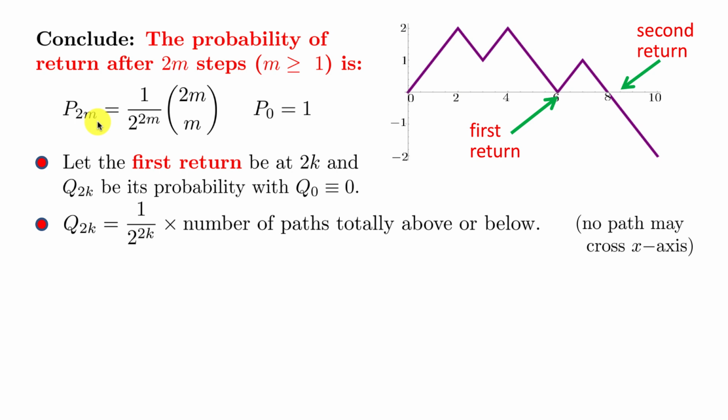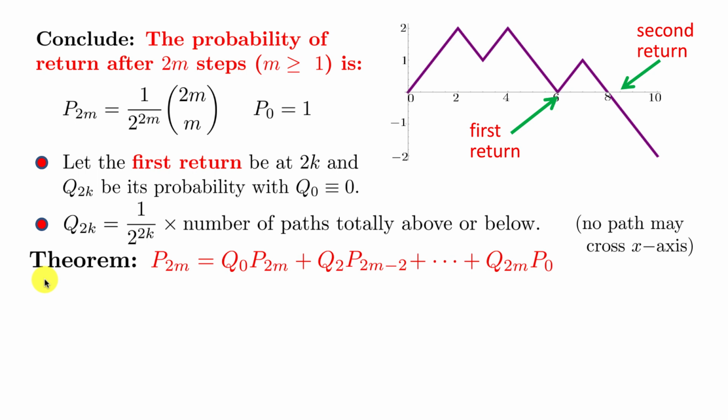But to arrive at this conclusion, we shall need a very important theorem. That theorem says that P2m is equal to what you see over here. So it's Q0 P2m plus Q2 with 2m decreased by 2, then Q4 with 2m decreased by 4, and finally Q2m with P0. Now P0, I remind you, is equal to 1, whereas Q0 is equal to 0. So let's begin the proof.